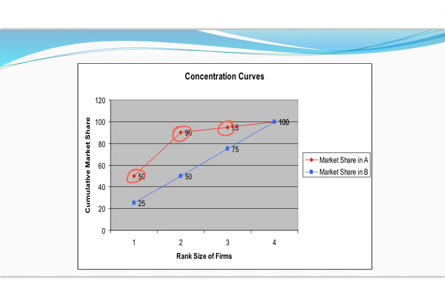In market B, each firm had 25%, so firm 1, 25%. Firms 1 and 2 control 50%. Firms 1, 2, and 3 control 75%. So we're simply adding up the market shares of the top firms as we move from largest firm to smallest firm, and we're plotting them out. Okay, so what does this tell us? What can we get from this?